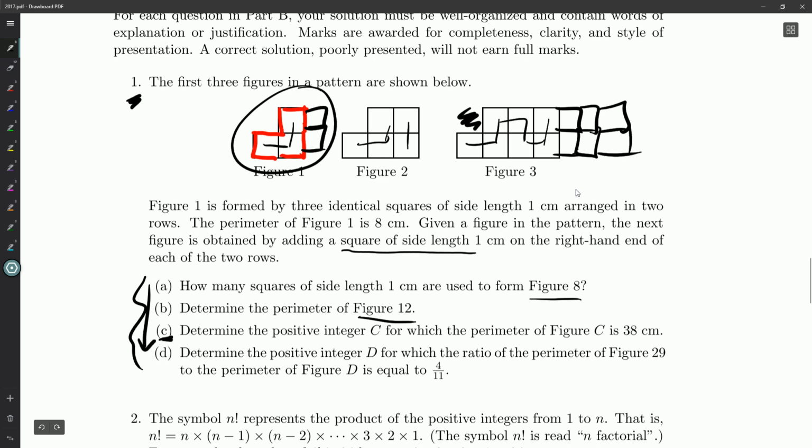C. Determine the positive integer c for which the perimeter of figure c is 38. Now, if in the first question we had just sort of drawn it out to get figure 8, we would have answered that one, but we would have been absolutely at a loss. This question asks that we work backwards.